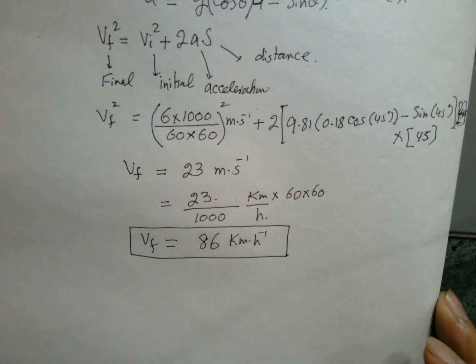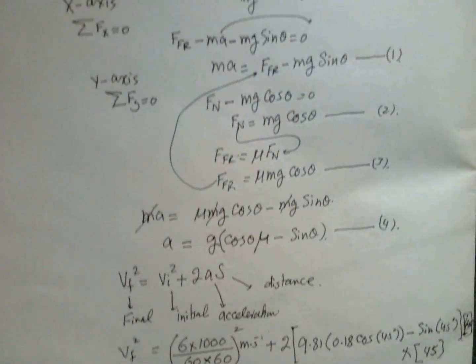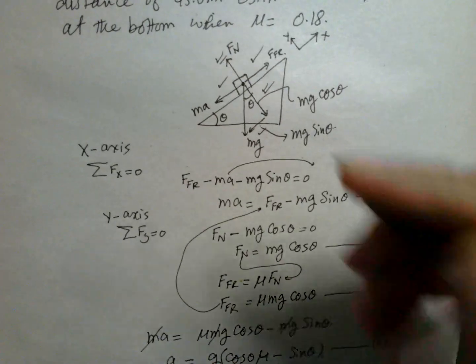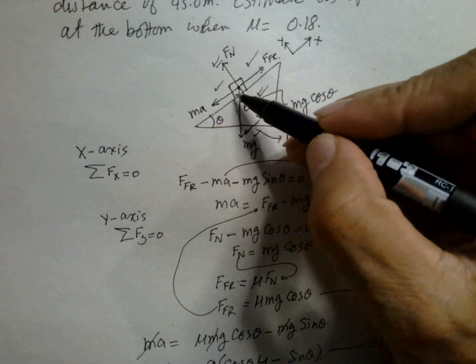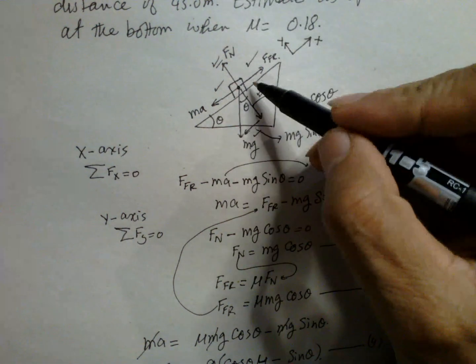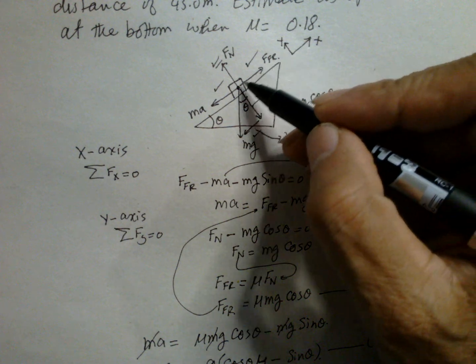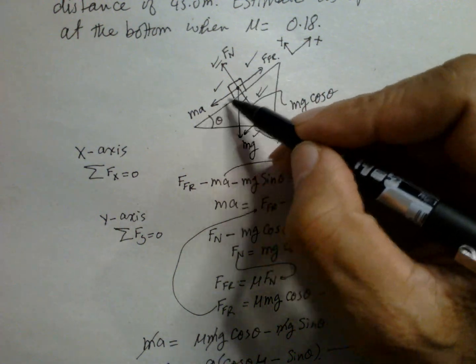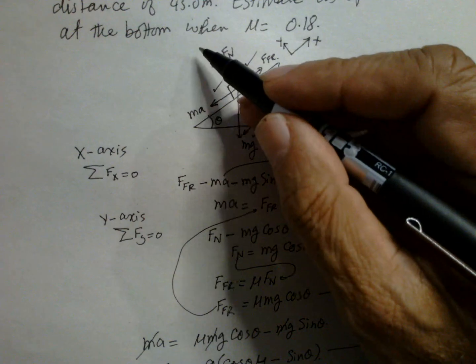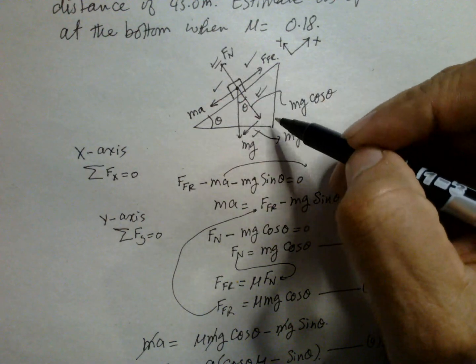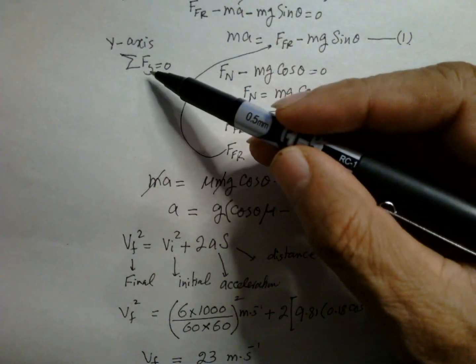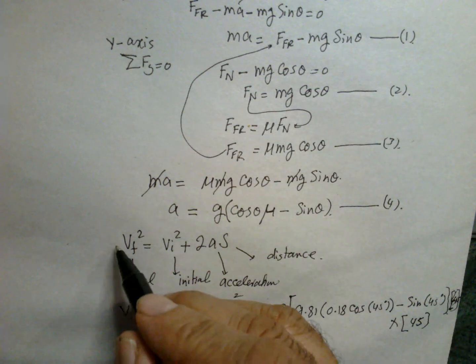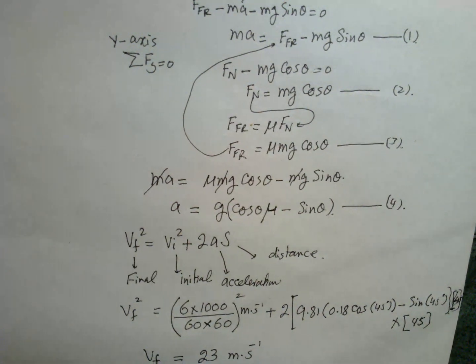So this is the answer to the question, which is slightly complicated. The roller coaster reaches the top at the speed of 6 kilometers per hour and then descends. So it comes here and then descends. The friction force is backward and the normal force is upward. Then we can sum the forces along the x-axis and the y-axis, and then we can use the equation of motion and find the final speed.